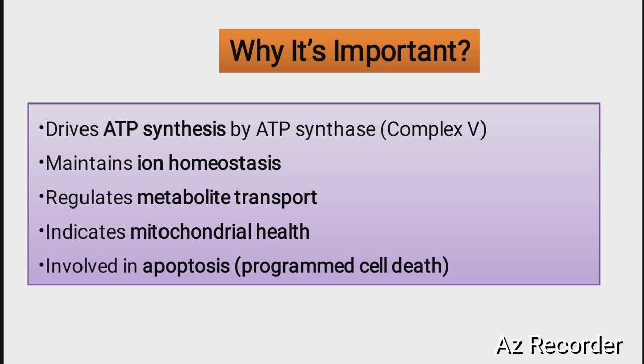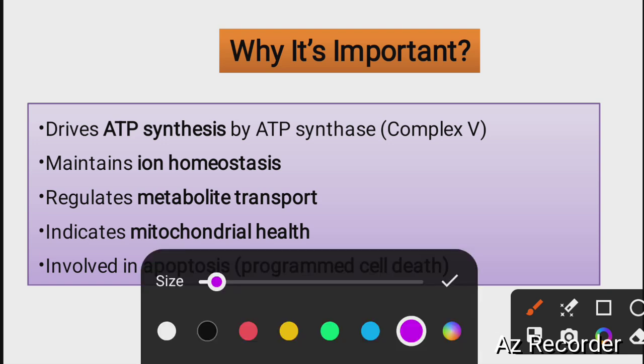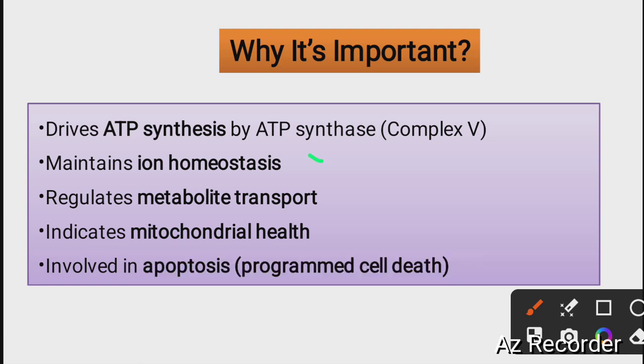Why is it important? Because it drives ATP synthesis by the enzyme, the ATP synthase, that is complex 4. It also maintains ion homeostasis, regulates metabolite transport, and indicates mitochondrial health. This is very important, because for all these things to occur, the mitochondria should be healthy. That is also measured, and we will see how in the next slide.